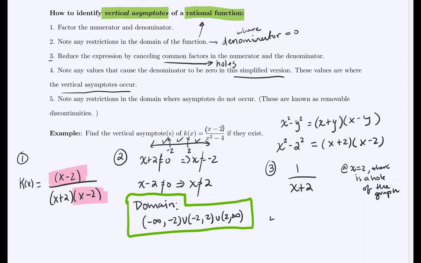And now in step 4, anywhere that causes the denominator to be 0 in the simplified term is where the vertical asymptote is. So we've got a vertical asymptote at negative 2, where this term is 0. And that's the only thing that makes the denominator 0 in the simplified term. So that's how you would go through and find the vertical asymptotes of a rational function.